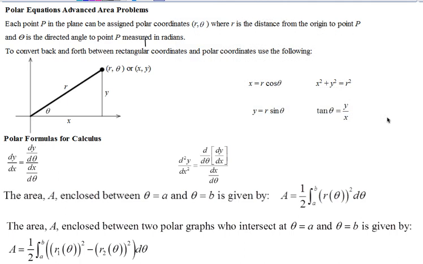These are the notes for AP Calculus on the topic of polar equations, and we're going to look at some advanced area problems. So we've got the same formulas we've been using for polar equations. The primary one we're focusing on today is the area with one polar equation, where it's 1/2 the integral from A to B, where the area is enclosed between theta equals A and theta equals B, of the radius squared.